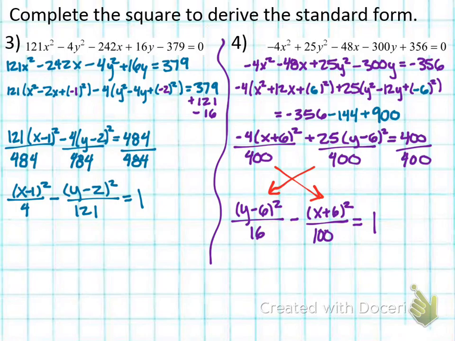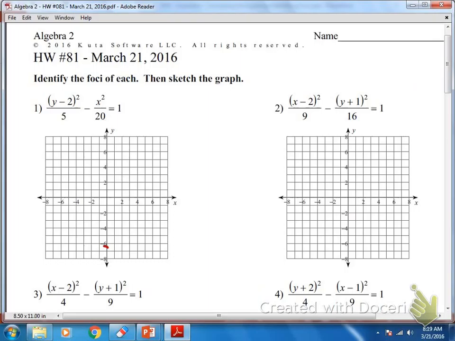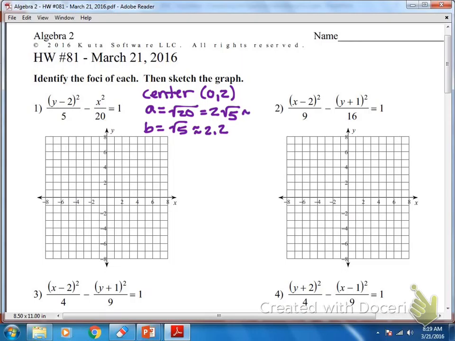Okay, after this in the lesson, we went over to the homework for tonight. So we talked about number 1. We remembered how to graph this, which is, we start with the center. Center here is going to be (0, 2). My a value would be the square root of 20, which reduces to this. And b would be the square root of 5.